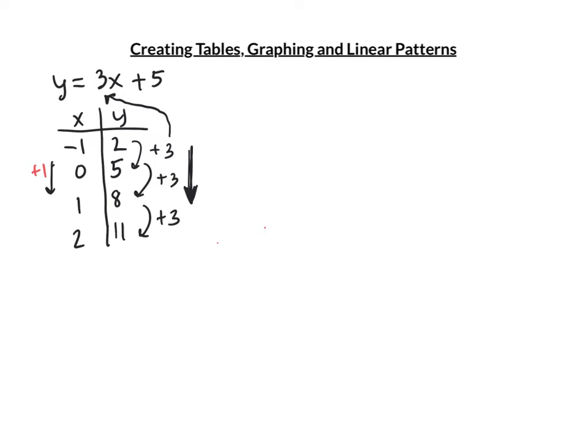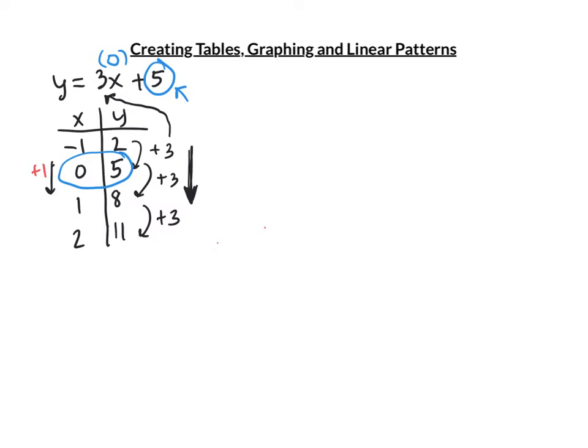Another thing to observe: do you see how when you plugged in 0, you got 5? That will always be the case, because when I plug in 0 for x, I'm always going to get the number that sits right there, because in this case, 3 times 0 is 0, and y ends up being 5.